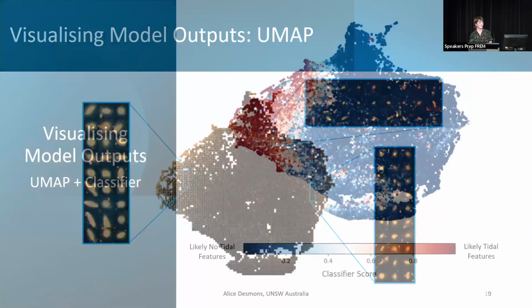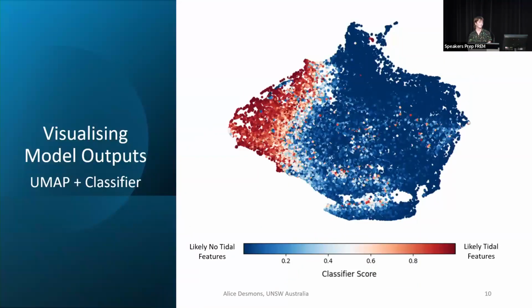And we can also look at whether the scores assigned to the images by the classifier part of the model are related to their position in this UMAP projection plot. So I've colored the UMAP plot according to the classifier score assigned, with red being scores close to 1, so tidal featured galaxies, and blue scores close to 0. And this really just tells me that the representations that we get from the encoder do have really meaningful information about tidal features, since they're all grouped together in this one space.